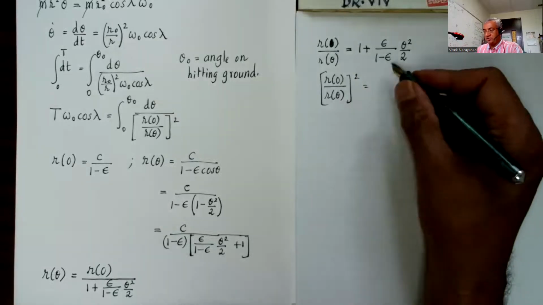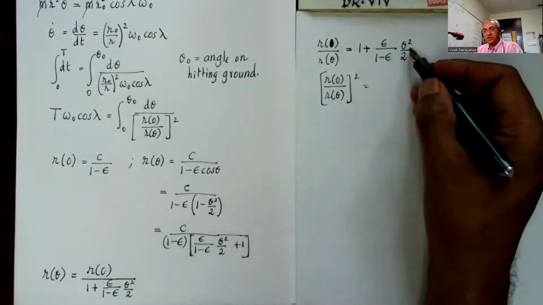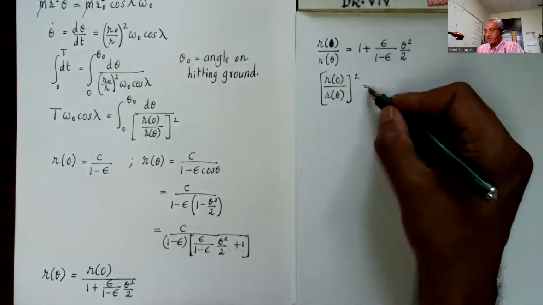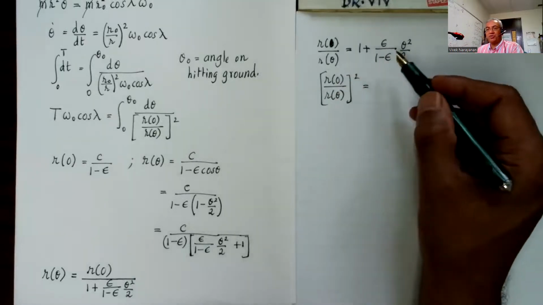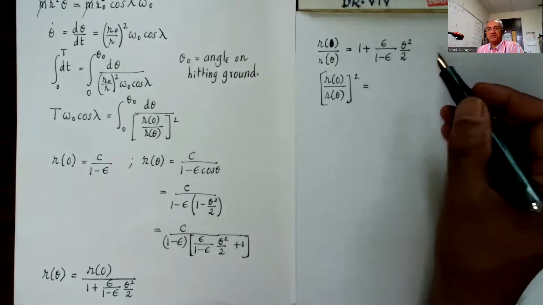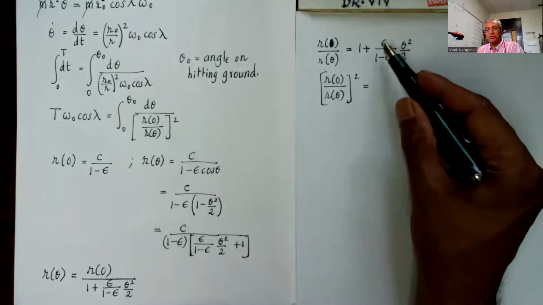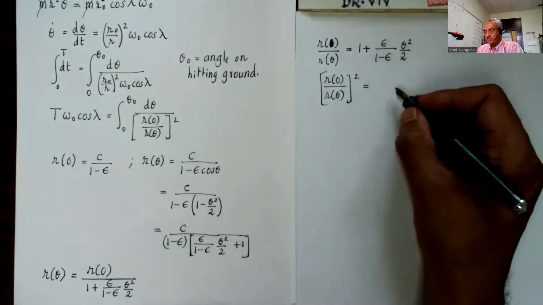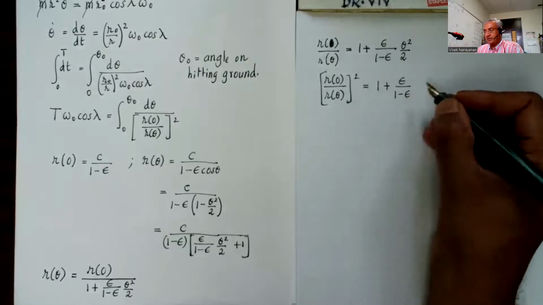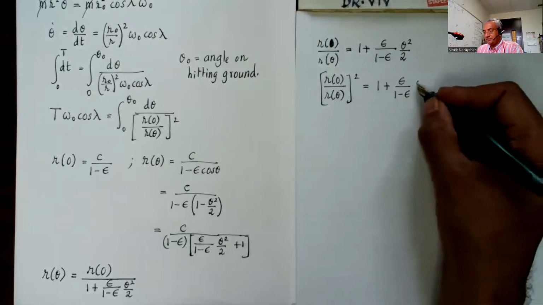Well, that's going to be this squared. But I'm going to get terms like theta to the power 4. We're going to ignore that. So I'll just keep the first term. When you do a plus b squared, you just get a squared plus 2ab. I'll just keep the 2ab part, where the 2 will cancel with this 2. So that just gives me 1 plus epsilon over 1 minus epsilon theta squared.